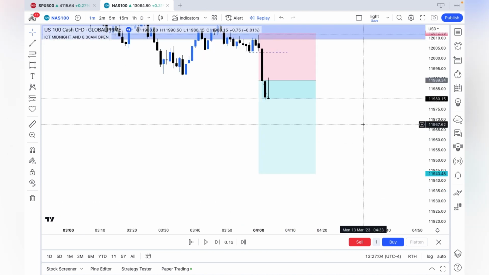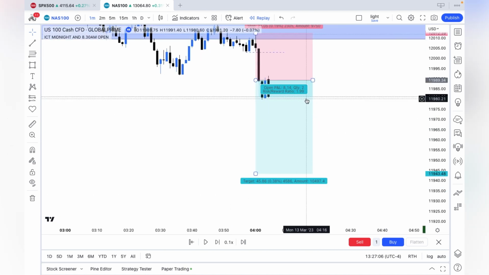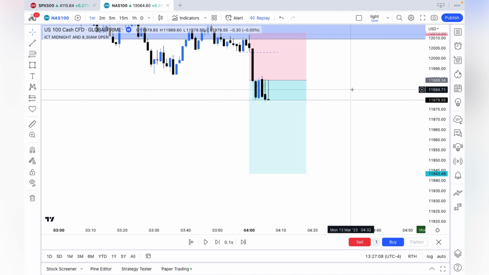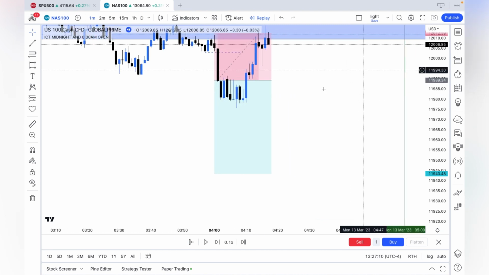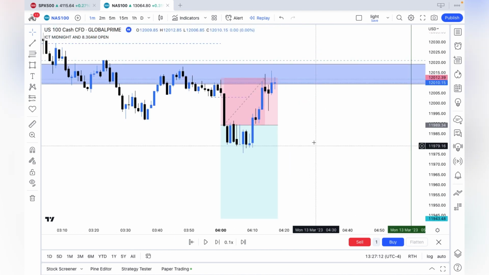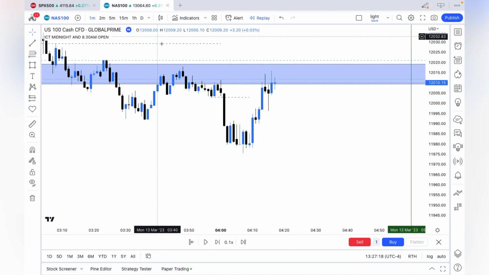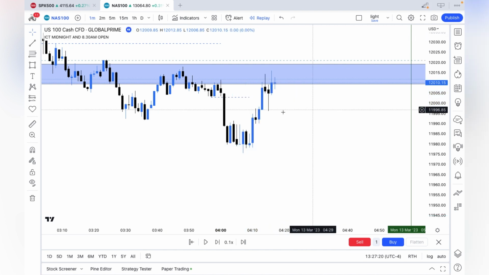Pretty easy. Price picks up my order right there, nice black candle, and then stop loss. Okay, so look closely at what happened here. Everything was in line, but price came up and hit my stop loss. Now watch this thing that happened afterwards.